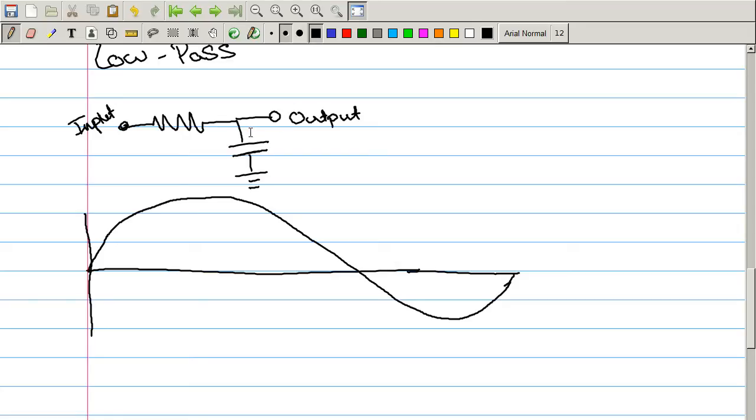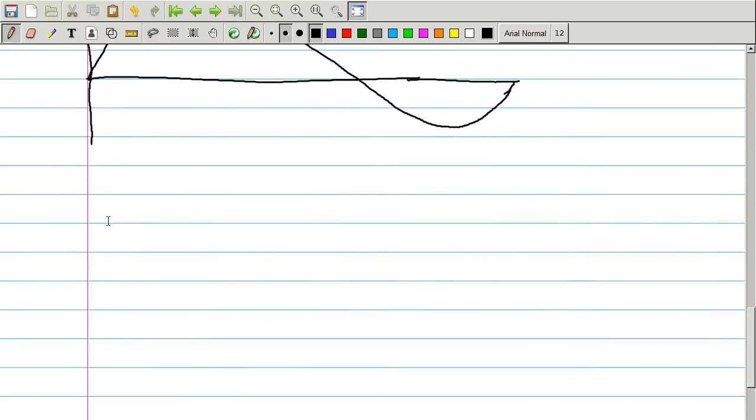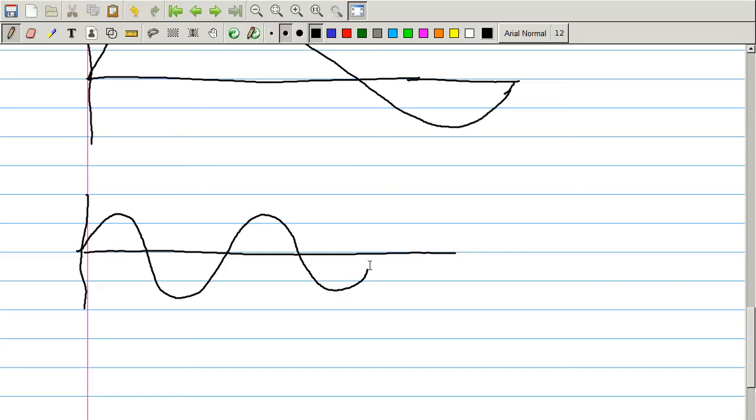If you have a higher frequency, there's a smaller sum of voltages in between its increasing and decreasing cycles.